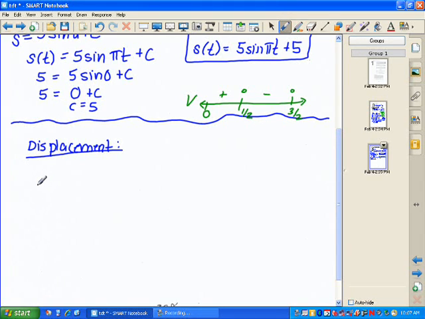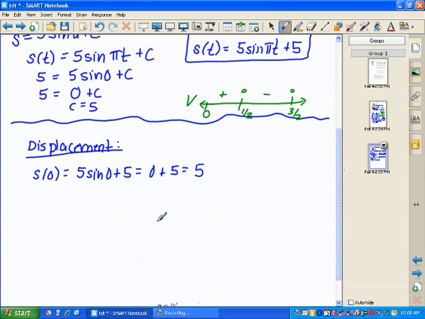Okay, so if we want to know the displacement, the distance from where we ended from where we started, we need to know where did we start? So we need to know the position at time 0. Well, we have the position equation. It's right here. I'm going to just go ahead and plug into it. 5 sine 0 plus 5. So this will be 0 plus 5, or 5.